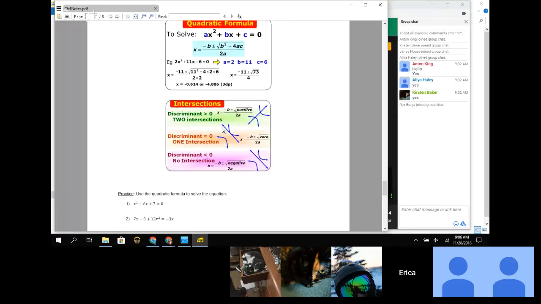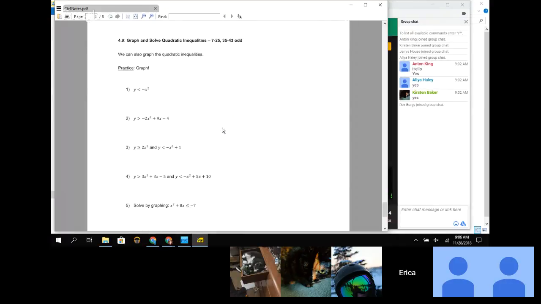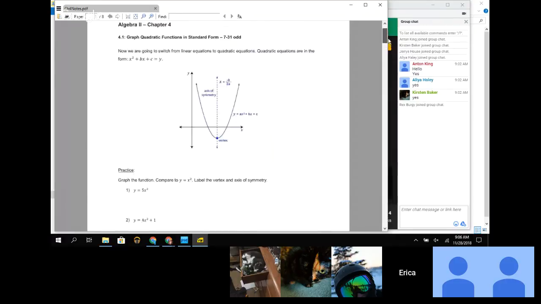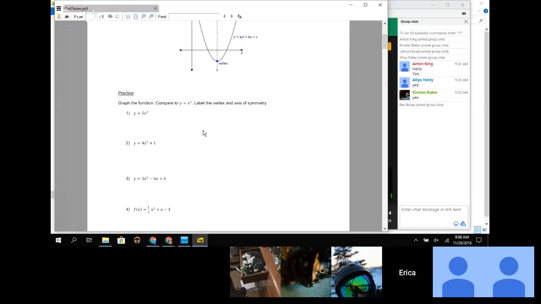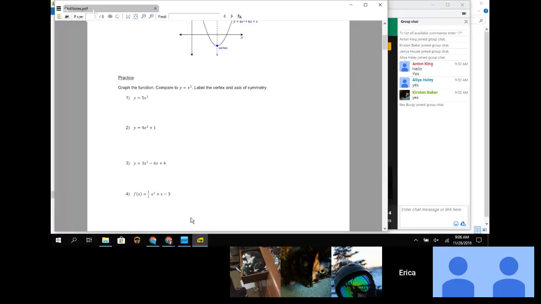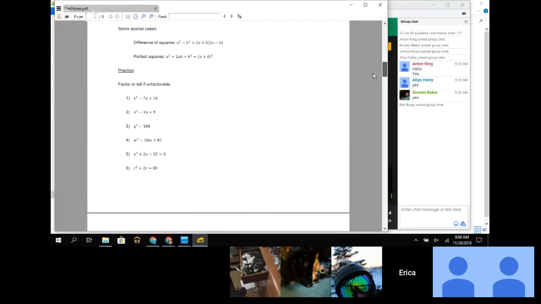The last section that we're going to do today is actually graph and solve quadratic inequalities. Okay, so what I want to do first is go way back to the beginning, way back to 4.1, where we were actually graphing just regular quadratic functions. And actually, we can use graphing to solve quadratic functions. So let me just pick one here. For example, way back in 4.3, we had r squared plus 2r equals 80.